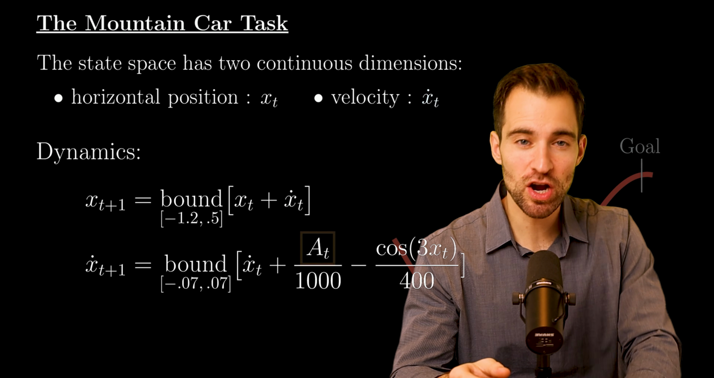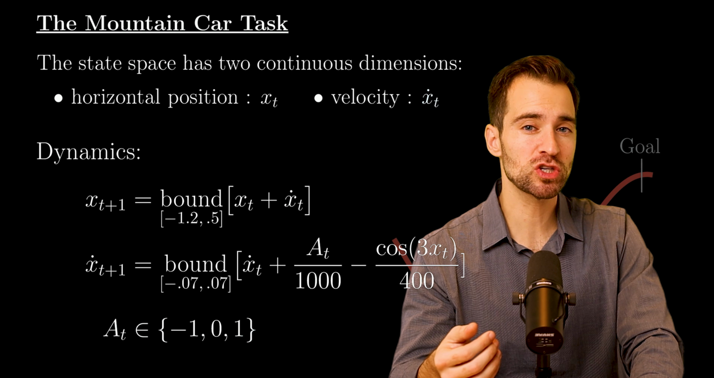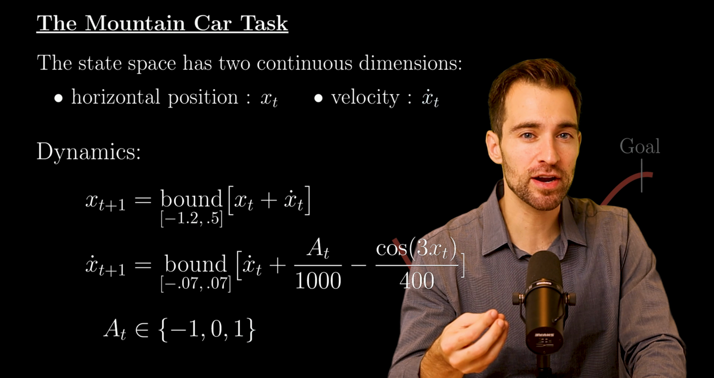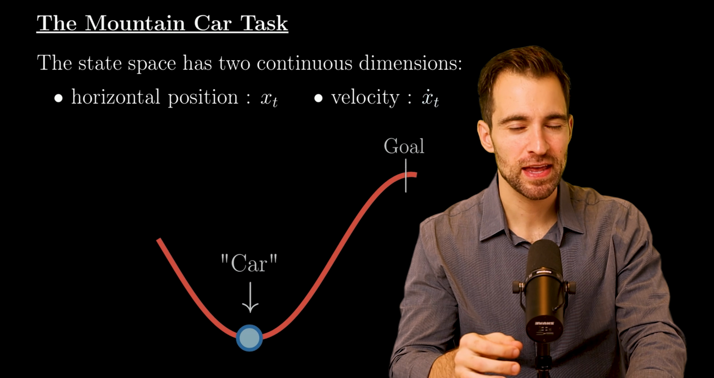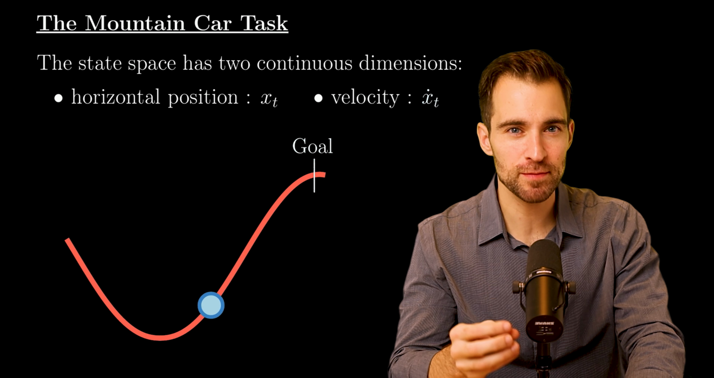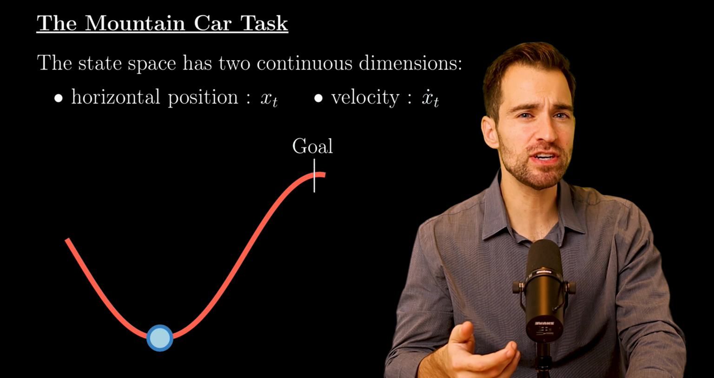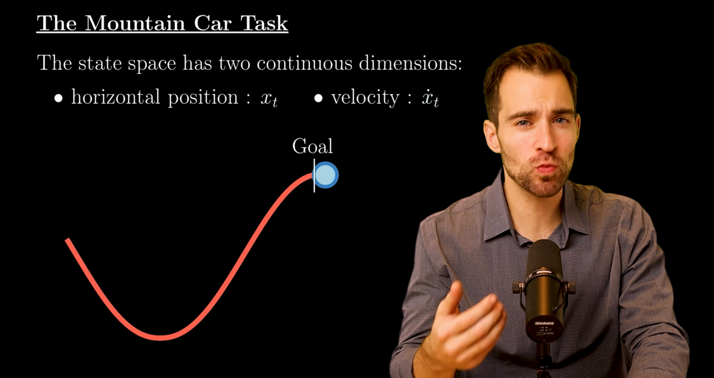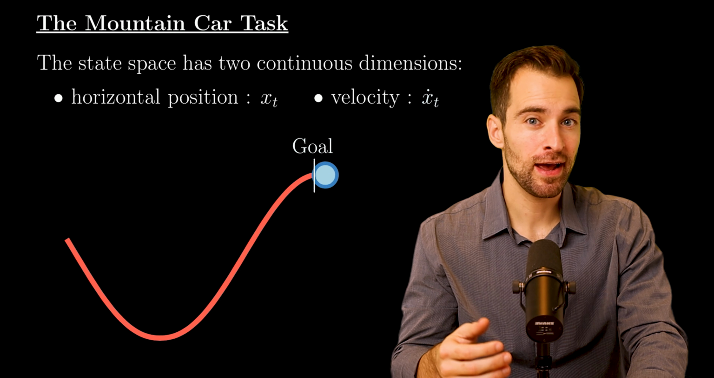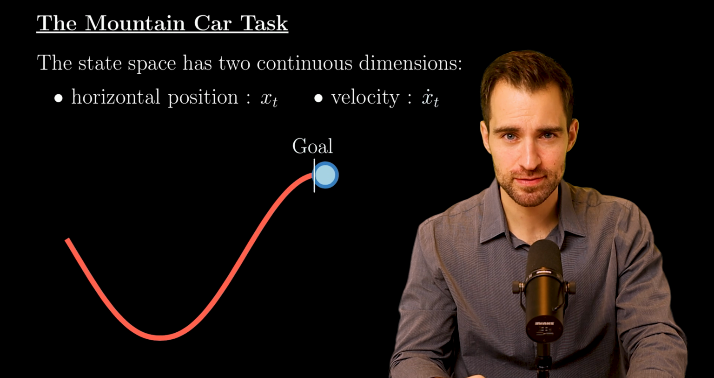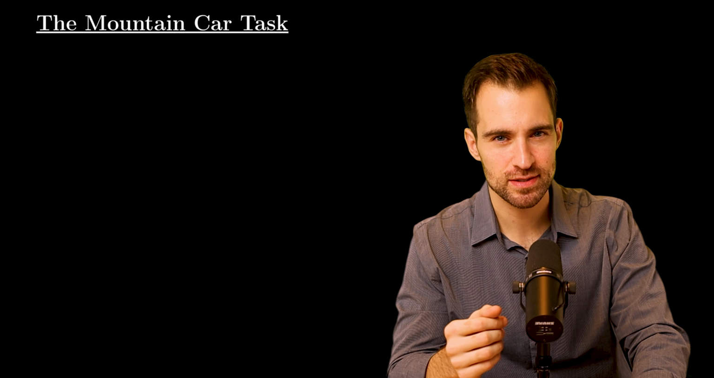The actions we can take are -1, 0, and 1, which correspond to throttling backwards, not at all, and forwards. For instance, if we hit throttle forward repeatedly, we'll start up the hill, but won't make it. In fact, the trick is to go backwards and then forwards with momentum to get over the edge. And that's what makes this hard for an RL agent. Okay, so how do we solve this?